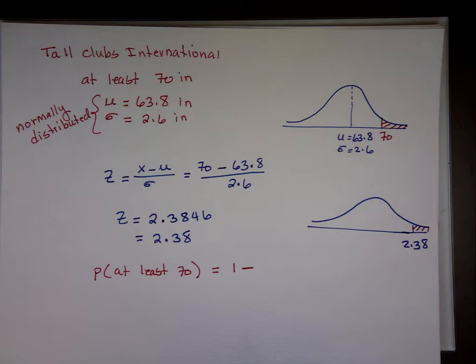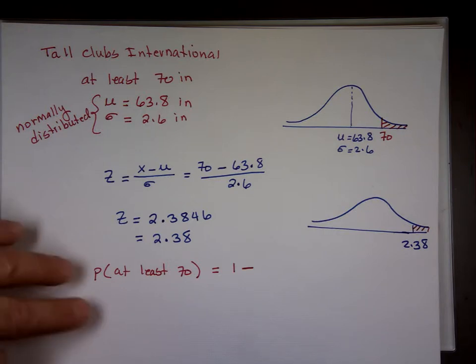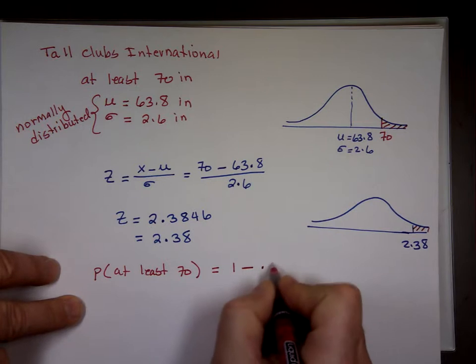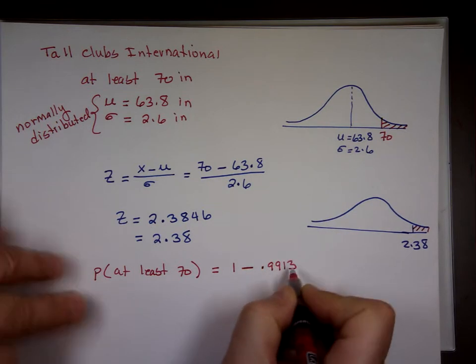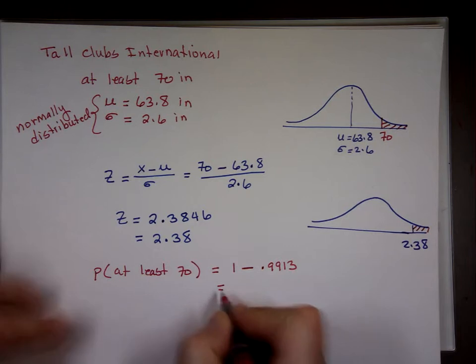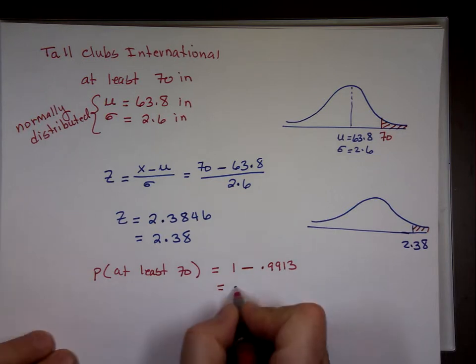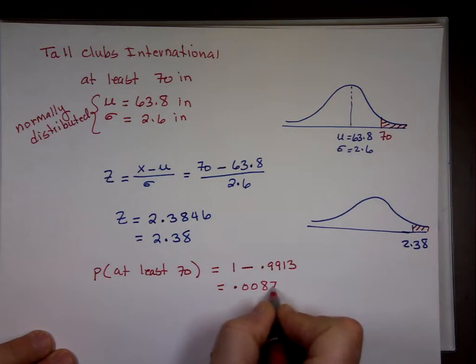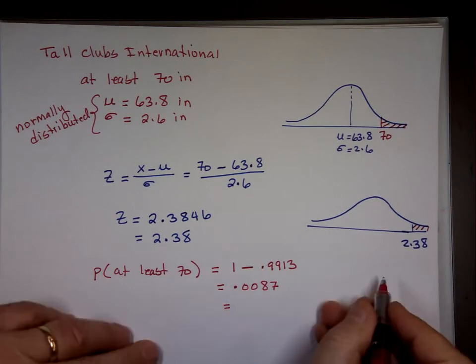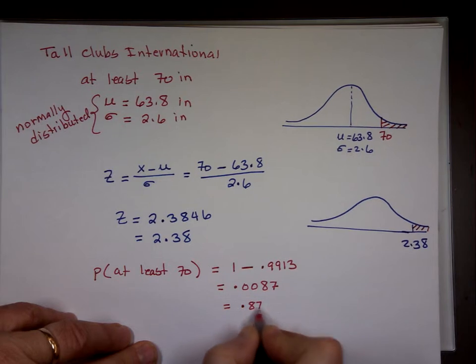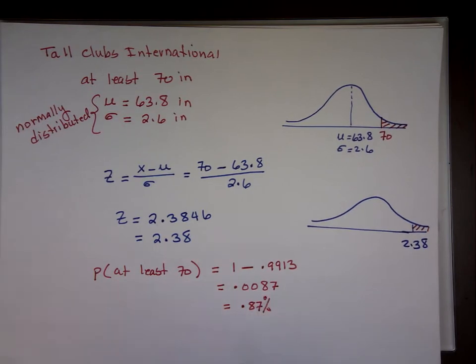So look at 2.3 on the left and 8 on the top. 0.9913. Make sure you are using the positive z-score. So 1 minus that number, which is what? What percent? Here we go. This is the probability as a percentage. Move the decimal point how many places? 2 places. So less than 1% of the women can join the Tall Clubs International. Less than 1%.